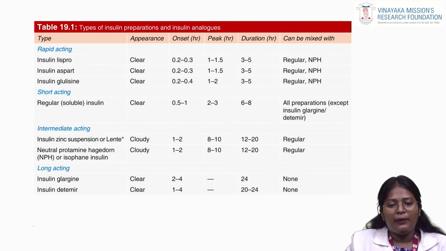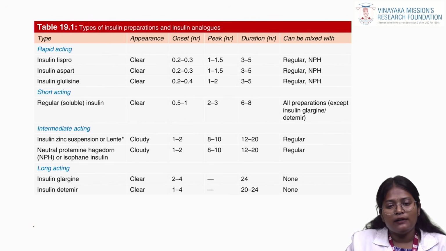So first type, rapid acting insulin Lispro, it is clear. So onset is 0.2 to 0.3 hours. Peak is 1 to 1.5 hours, duration is 3 to 5 hours. It can be mixed with regular insulin and NPH insulin. Next, insulin aspart, it is also clear insulin. It has the same onset as compared with Lispro. So everything is similar to Lispro.